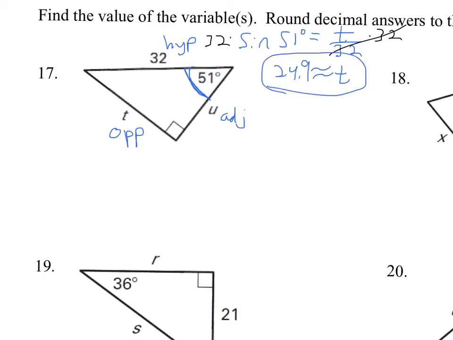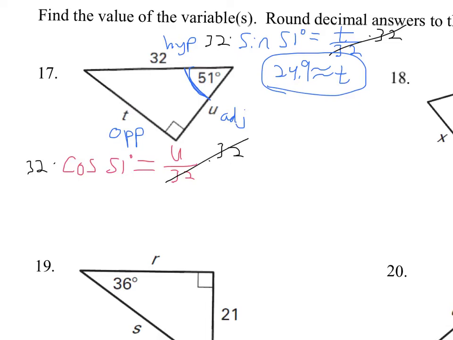Okay, now since I already started with 51 degrees, why don't I do another one with 51 degrees? This time I'll use the hypotenuse and the adjacent. And it's the cosine function that uses adjacent over hypotenuse. So that's what I'll do. Cosine of 51 degrees equals adjacent, which is u, over hypotenuse, which is 32. To get that u by itself, we'll need to multiply both sides by 32.